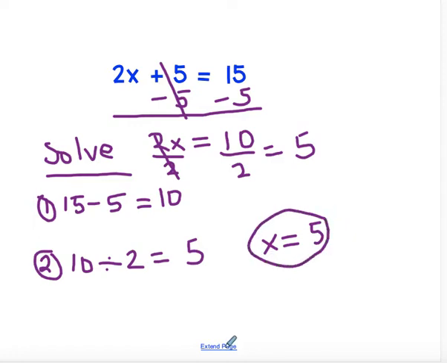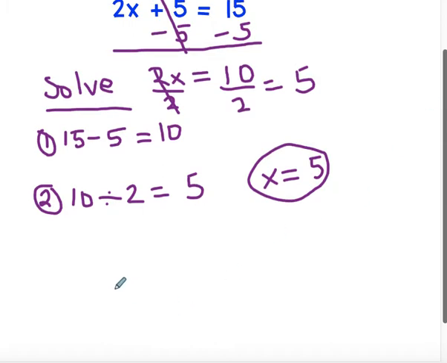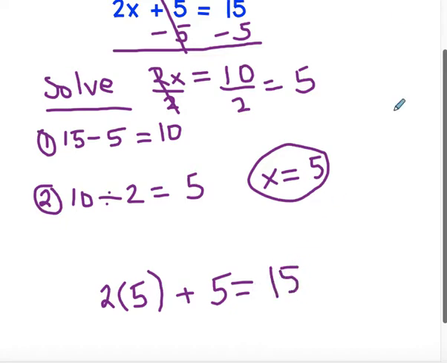Okay, now let's go back and plug this in. So we have 2 times 5 in place of x, plus 5, and that should equal 15. Well, we know that 2 times 5 gives us 10, and then when you add 10 plus 5, we get back to 15. So this one checks out. We're good there.